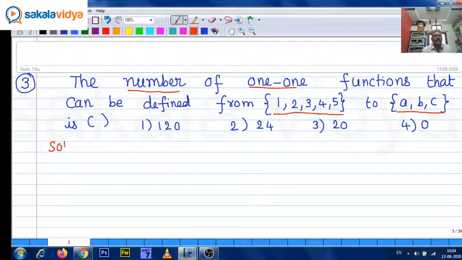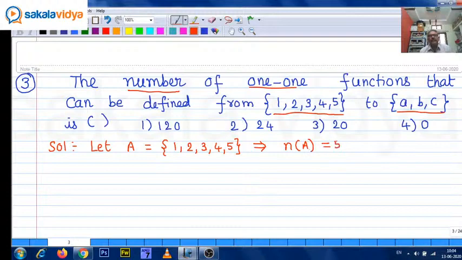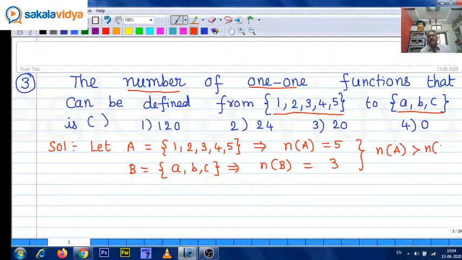That means, suppose let us say A equals 1, 2, 3, 4, 5. So that implies now you can write n of A, the number of distinct elements present in A, that is 5. Let us say B equals a, b, c. Cardinality of B, n of B, is equal to 3. Now you check it. From this, n of A is greater than n of B. Now we need to think, can we define one-to-one functions from A to B?